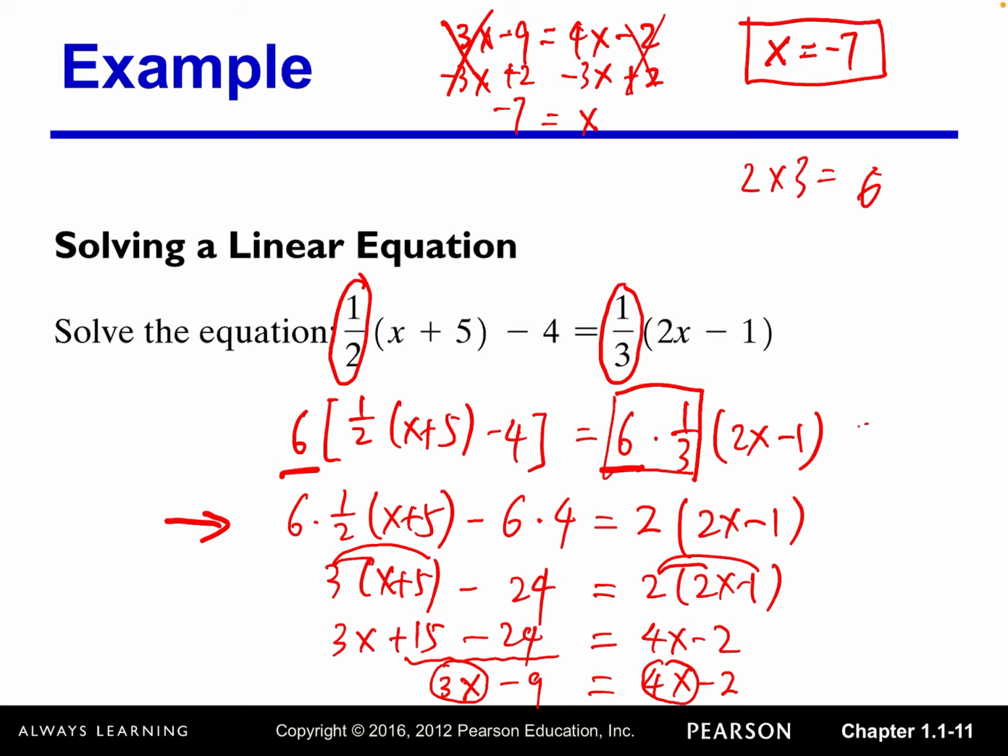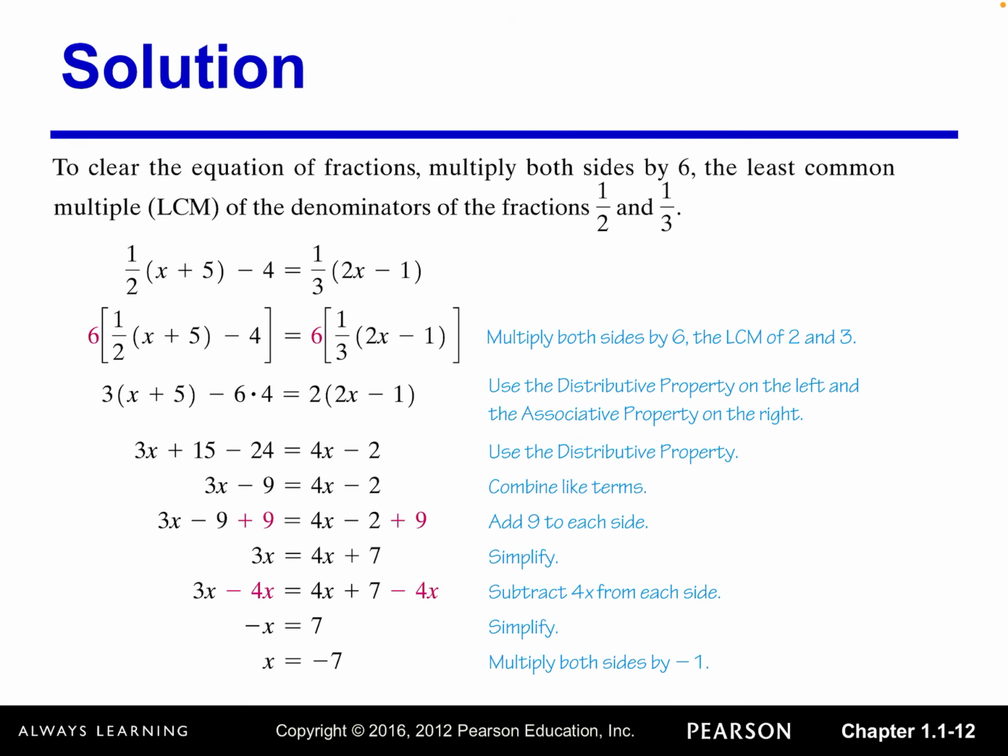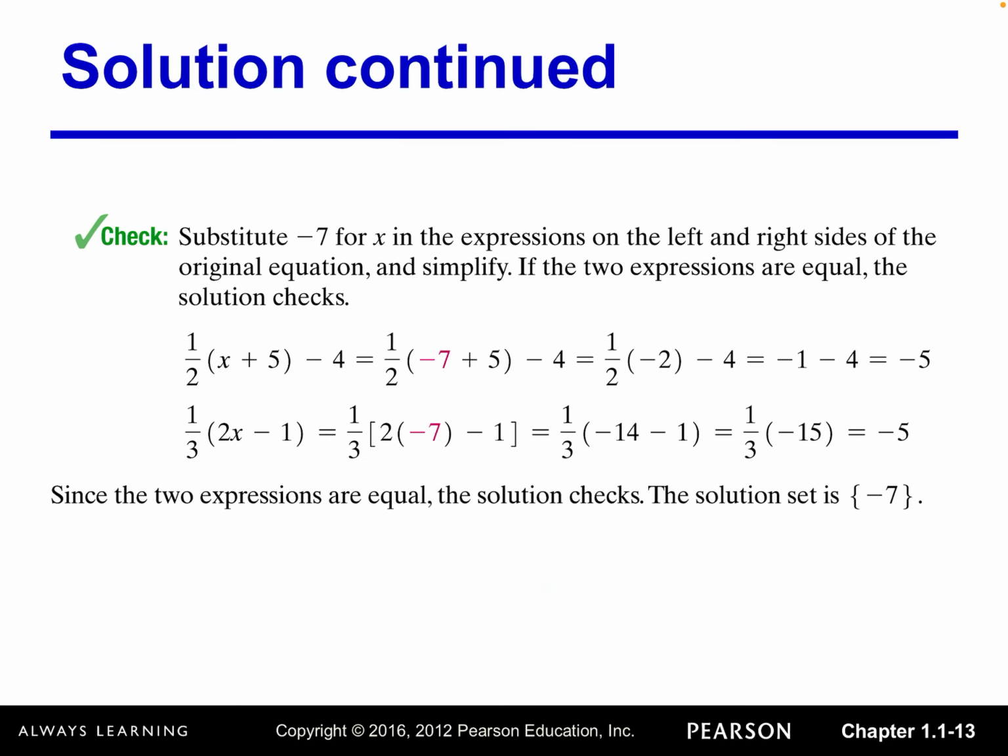Okay, and then in the next slides you can see the step-by-step process, which is the same as what I did. And then verify: plug -7 into the original equation. So left-hand side simplifies, right-hand side simplifies, and then they're equal. So we check, the solution x equals -7 is correct.